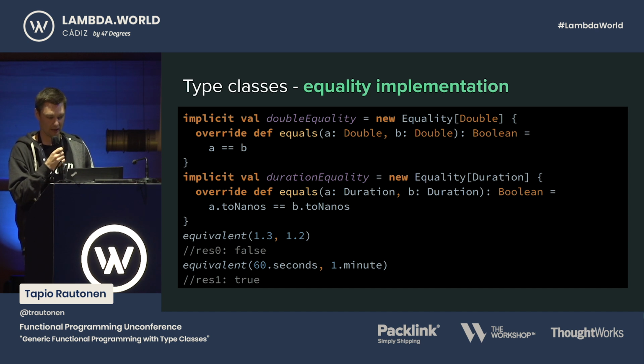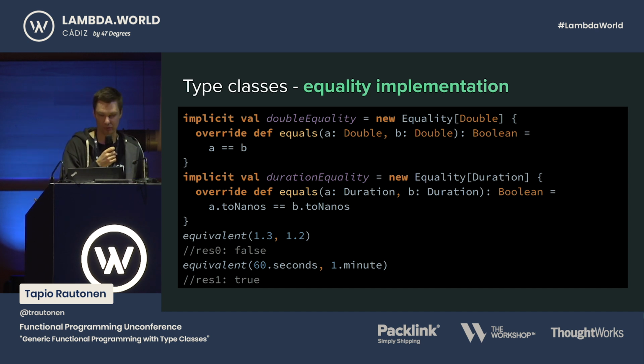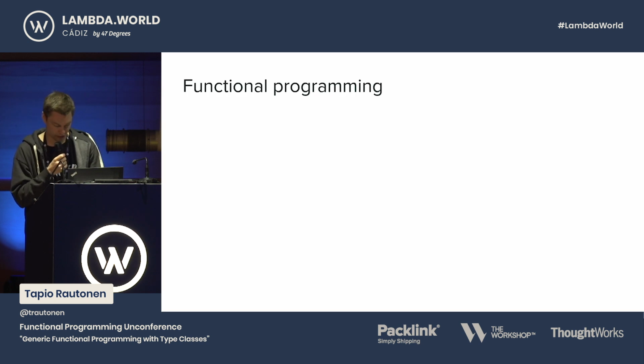And in the bottom you can see the example of using this. You can easily compare two doubles. You can say, are 1.3 and 1.2 equal? They are not. But 60 seconds and 1 minute are equal to each other. This is simple stuff. Then functional programming.